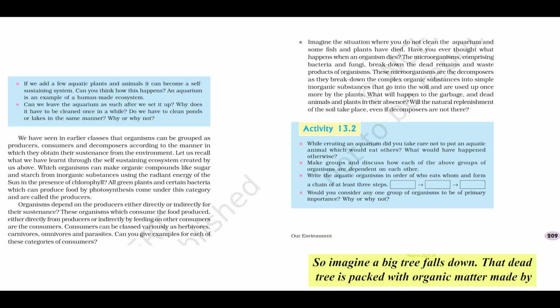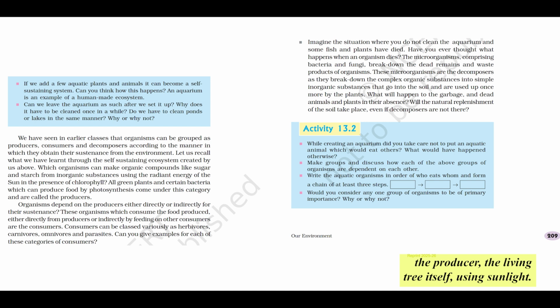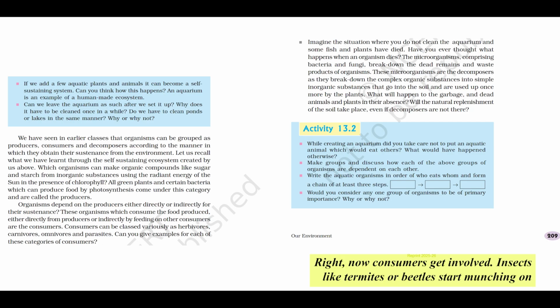So imagine a big tree falls down. That dead tree is packed with organic matter made by the producer, the living tree itself, using sunlight. Okay, so the tree is the producer's legacy, kind of. Right. Now, consumers get involved. Insects like termites or beetles start munching on the wood and leaves. They are primary consumers here. Eating the dead plant material. Then maybe a woodpecker comes along and eats those insects. The woodpecker is a secondary consumer.